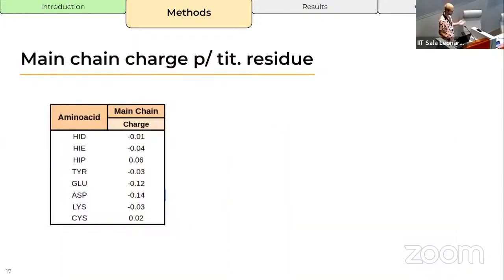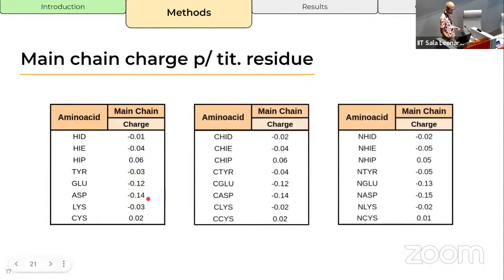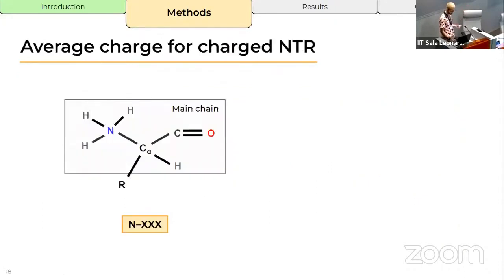Also, as if this wasn't enough, all the different titratable residues have different main chain charges. So we had to do this differently for the different residues. However, the main chain charge propagation is not that big. As you can see, for most residues, the largest one is minus 0.14, which is for the aspartic acids. And this is the same case because Amber has blocks for when the residues are in the C and N termini, and this is the same case for when these residues are in the termini.